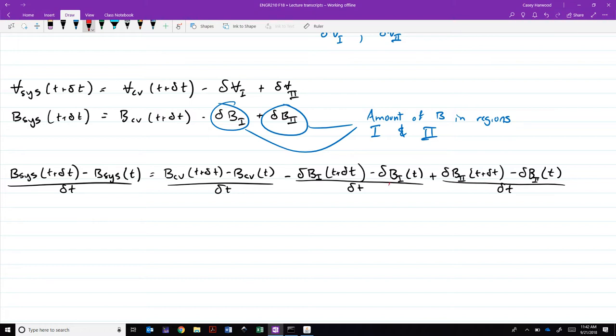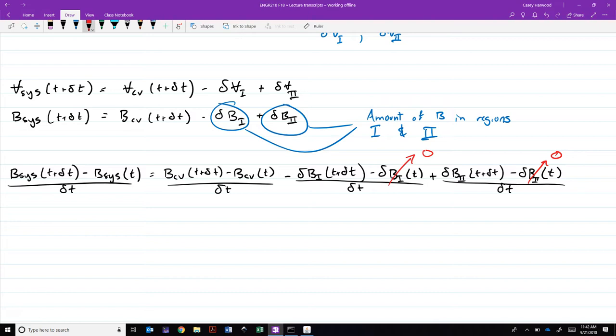Of course, at time t, regions 1 and 2 are basically 0. We've defined that at t there's no part of the system that is outside the control volume, and there's no part of the control volume that doesn't contain the system. But we'll keep it there because it's valid to write the quantity is just equal to 0.